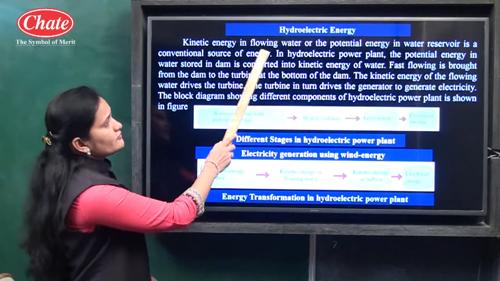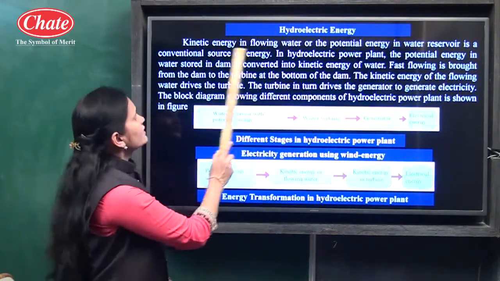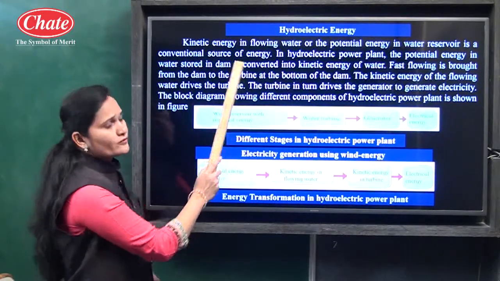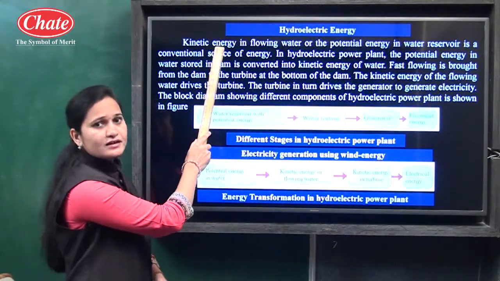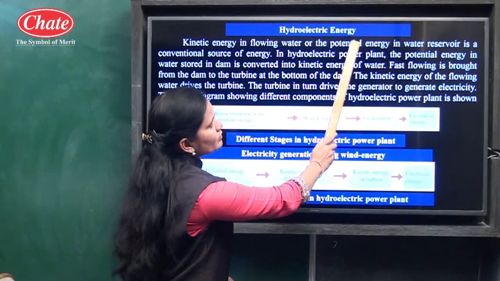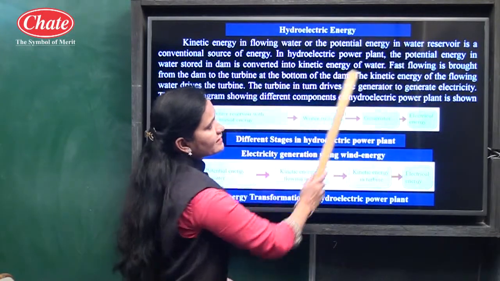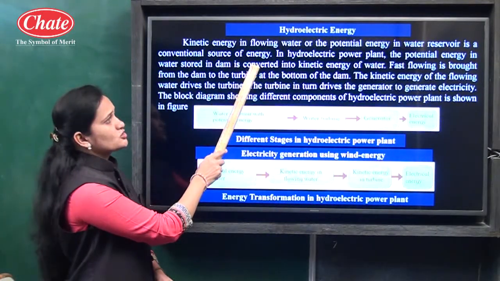Kinetic energy in flowing water or potential energy in a water reservoir is the conventional source of energy. It means flowing water has which type of energy? Kinetic energy. And potential energy is present in the water reservoir. These both are conventional sources of energy.